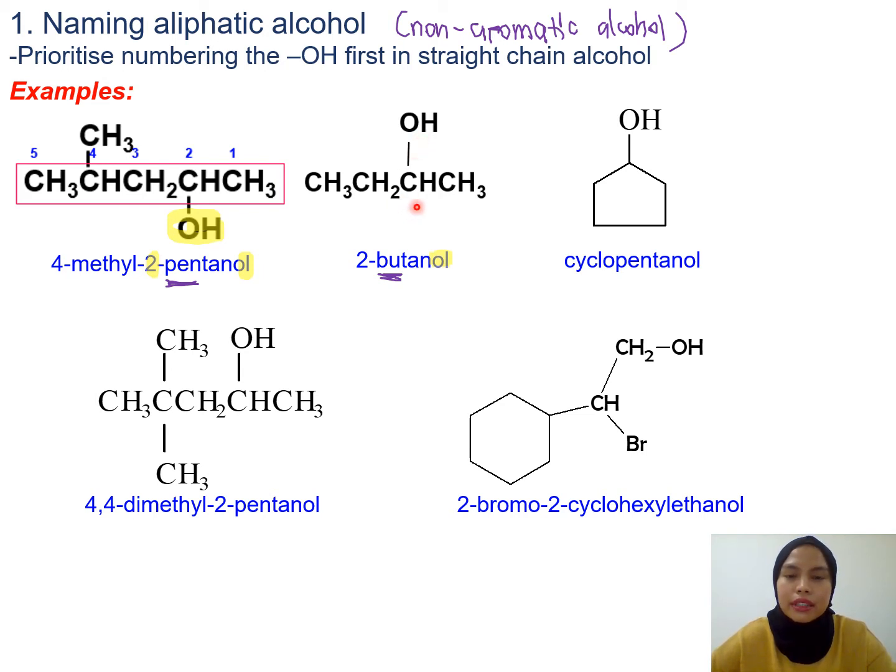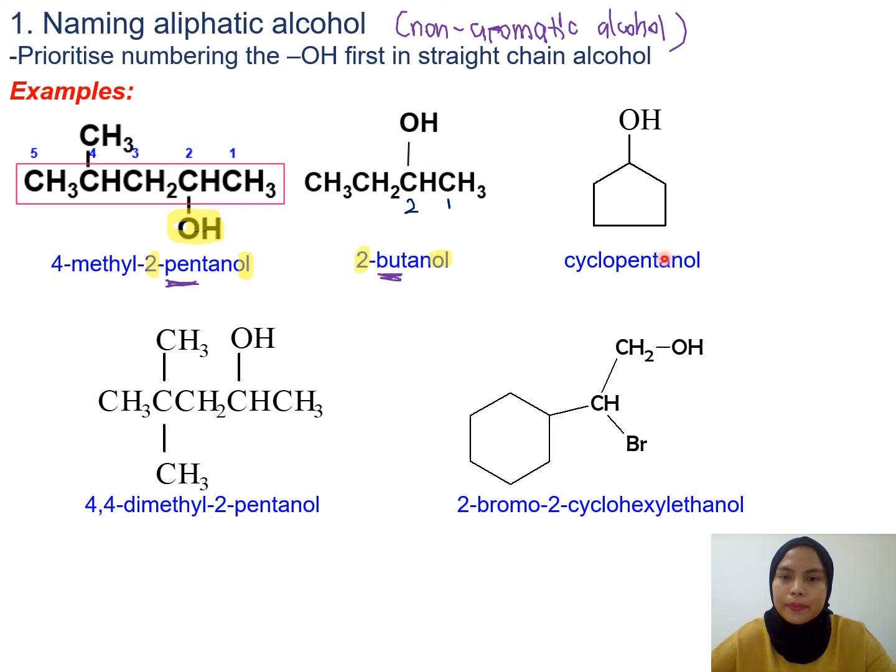Okay, for example, if I come from kanan ke kiri, carbon yang ada OH ni akan jatuh pada carbon number 2. But if I come from kiri ke kanan, carbon yang ada OH ni akan jatuh pada carbon number 3. So we don't want that. Therefore, the name will be 2-butanol because you count the carbon from right to left. Okay, because you want to give the lowest number to this OH.